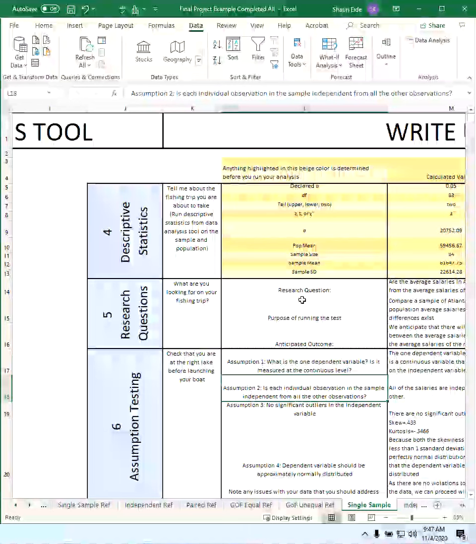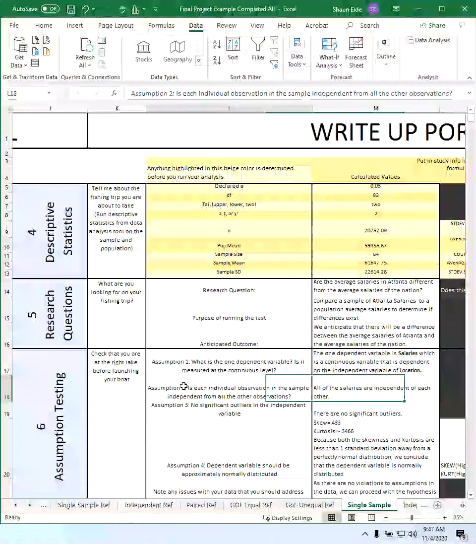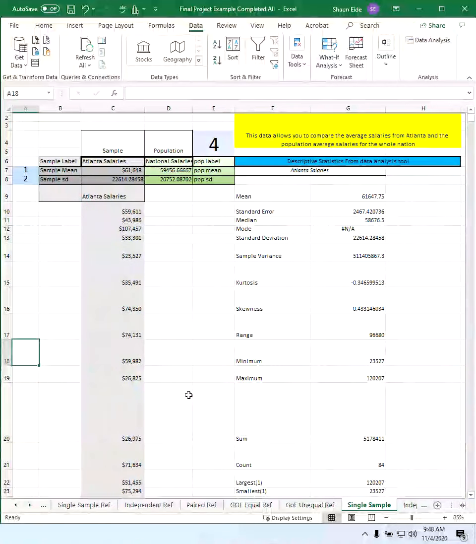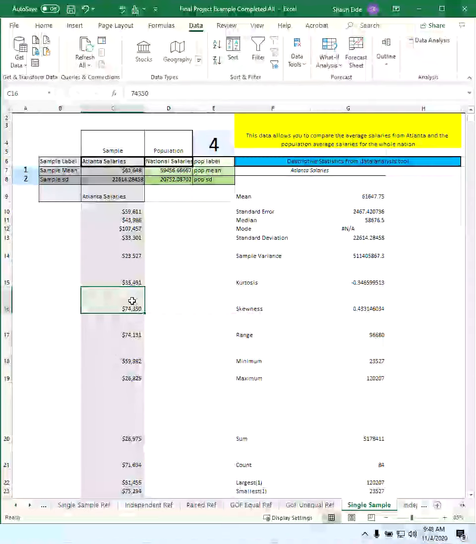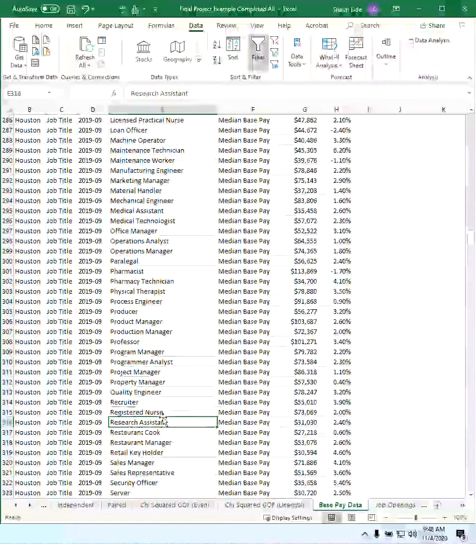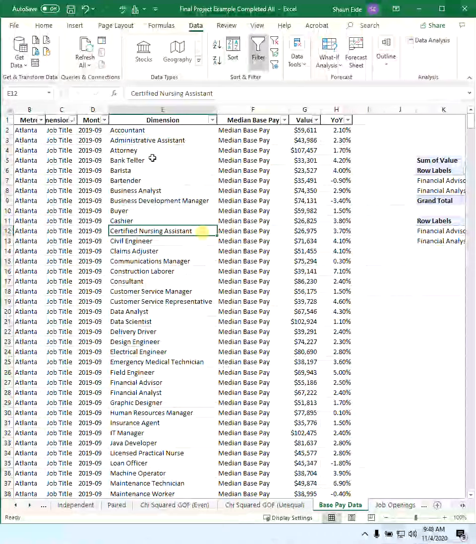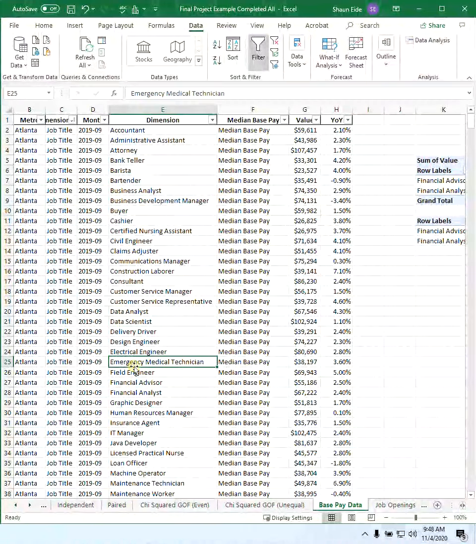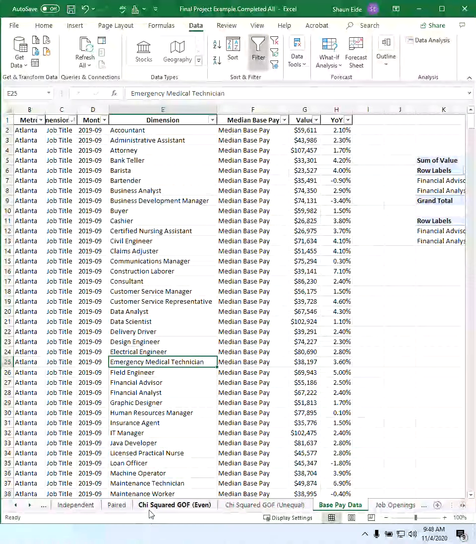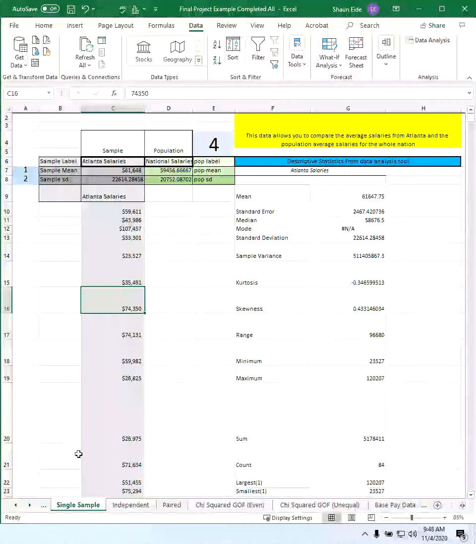Assumption 2 is each individual observation in the sample independent from all other observations. Okay. In other words, when you calculate one value, is it going to change the other values? So you've got this salary right here. This salary has to be independent of this salary, these are two different salaries. And if you go over to the actual data set, you've got all of these different salaries, and they are not dependent on each other. They are independent of each other. So we're good there.